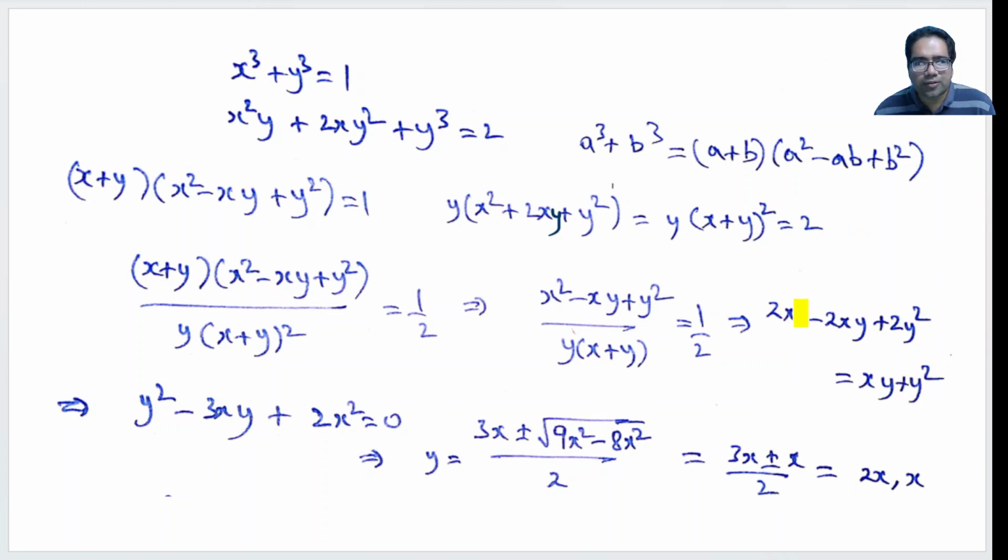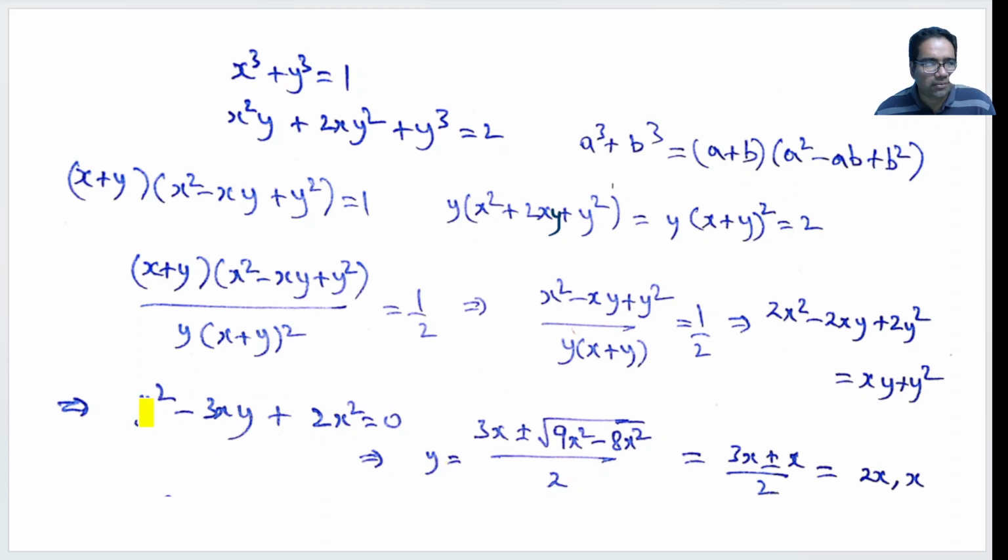What will we get? 2x square minus 2xy, and again minus xy, it will become minus 3xy. 2y square minus y square, so 2y square minus y square will become y square. We will be left with y square minus 3xy plus 2x square. Instead of writing x square first, we are writing y square first, because we want to solve in terms of y.